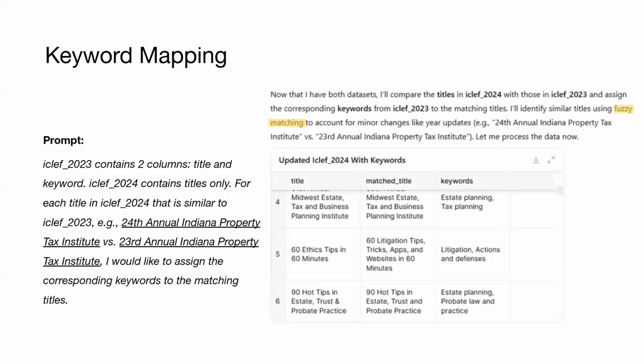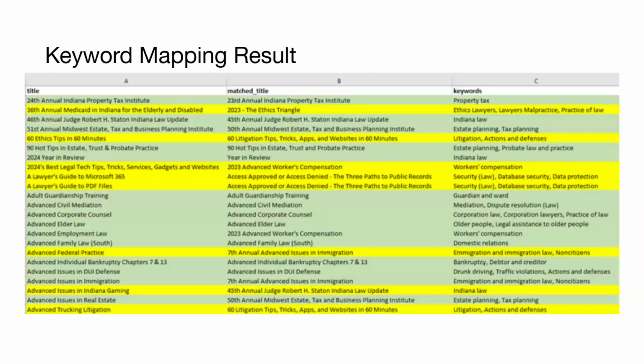ChatGPT 4.0 responded by identifying fuzzy matching as the best approach for comparing similar but non-identical text strings. It then generated a table that matched up similar titles across the 2 years' data sets and assigned the corresponding keywords. And that sounds pretty great, right? Well, except not entirely. After reviewing the results, and apologies for the fuzzy image here, I noticed quite a few mismatched titles. The green highlights correct matches and the yellow marks the errors. For example, it matched the 36th annual Medicaid in Indiana for the elderly and disabled with the 2023 ethics triangle. Clearly not the same seminar, resulting in completely irrelevant keyword assignments.